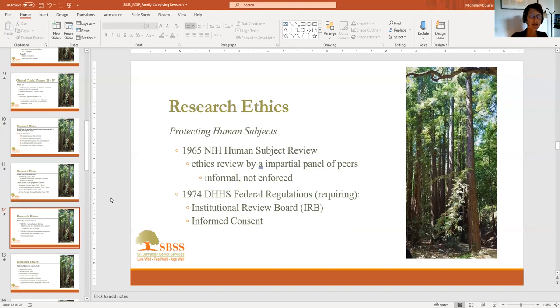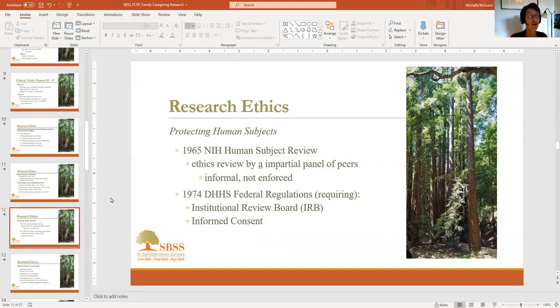It took until 1974, 2 years after Tuskegee ended, for the Department of Health and Human Services to pass federal regulations requiring the Institutional Review Board review and also informed consent for every single research study involving humans. Now, an institutional review board is a committee, a formal committee or body that is, I want to say, housed within an institution. For example, every school, every college has its own IRB board.